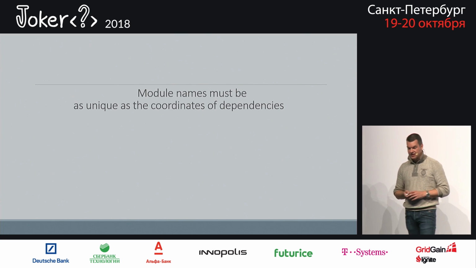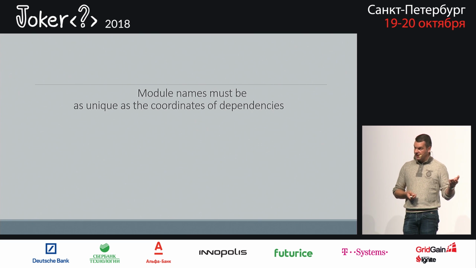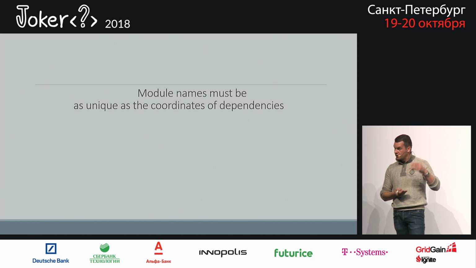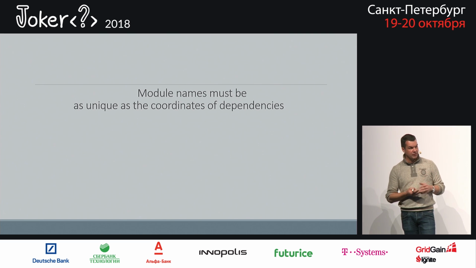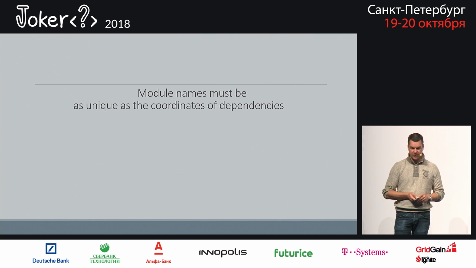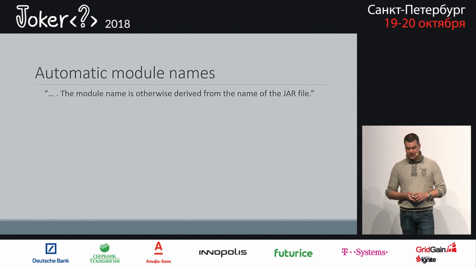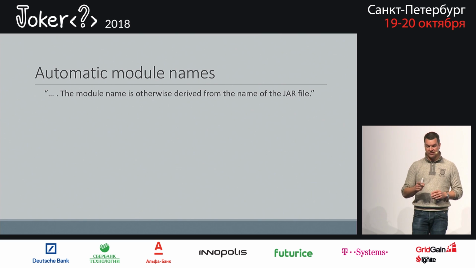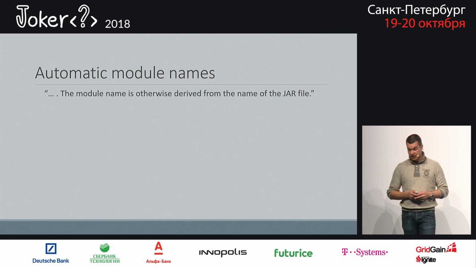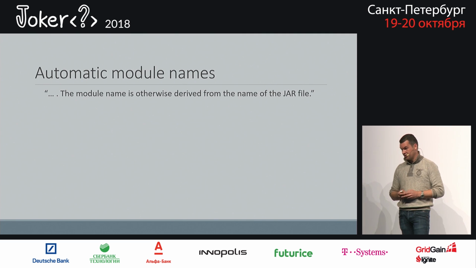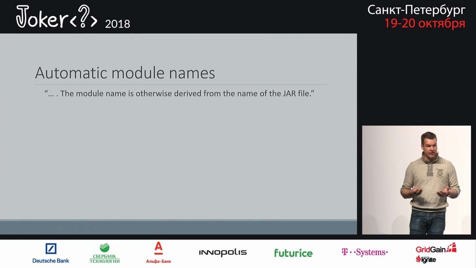So one of the things I said is that module names must be as unique as the coordinates of the dependencies. And you noticed already in one of the previous slides with Commons Lang, those are 3 different artifact IDs. So it should be possible to put them all together on the class path or on the module path. But there's also this thing about automatic module names. And if you take a look at the specification, it ends with this line saying, the module name is otherwise derived from the name of the jar file. So suddenly the name of the jar file becomes very, very important to them.